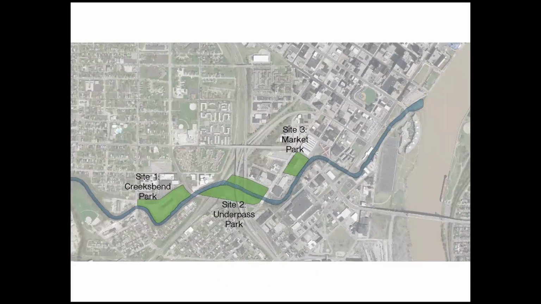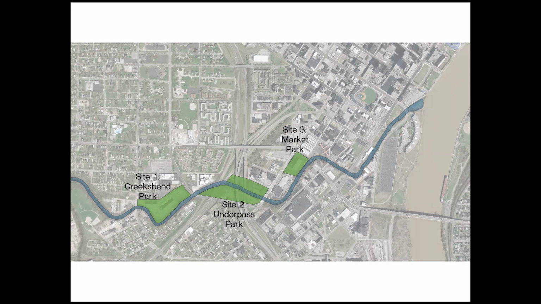So as I continued studying Swan Creek and learning a bit more about the communities and the history, I settled on these 3 sites as possible study sites that would be great for parks in this linear system. So I named them all. The first one is named Creeks Bend Park. Next is Underpass Park. And the third is Market Park.